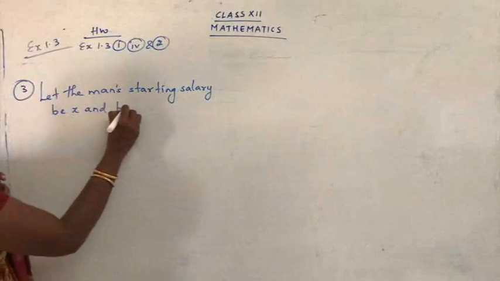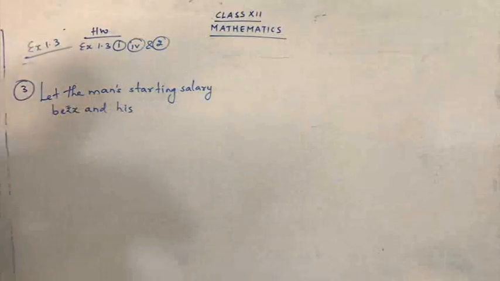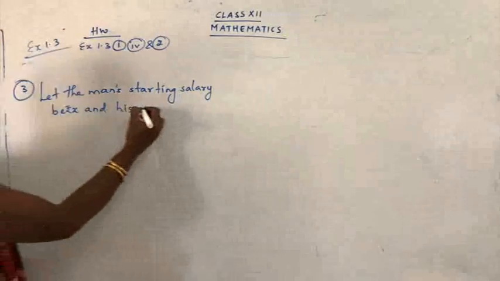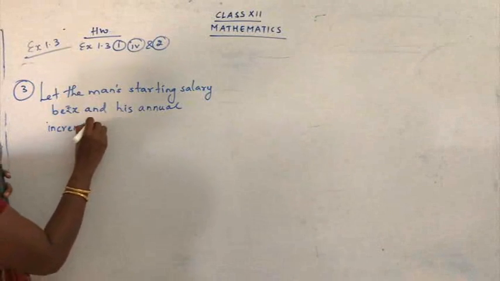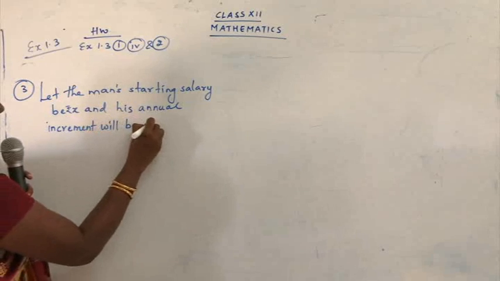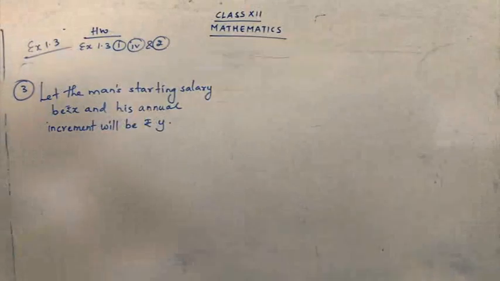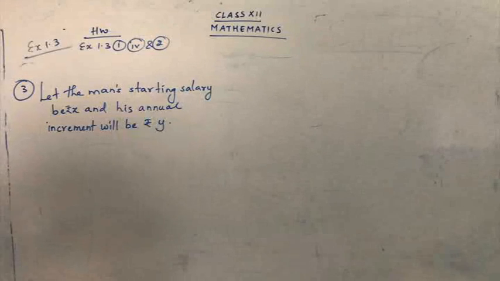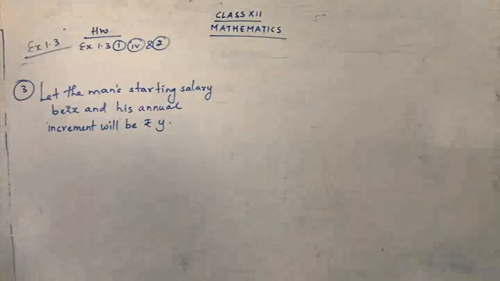It's a salary, so what will be the unit, children? It will be rupees. Rupees X, and his annual increment will be rupees Y. So these two things we have to find. We have to find X, that is the starting salary, and Y, that is the annual increment. Anyway, if a person goes for a job, every year they have to increase the salary, so that becomes the annual increment.